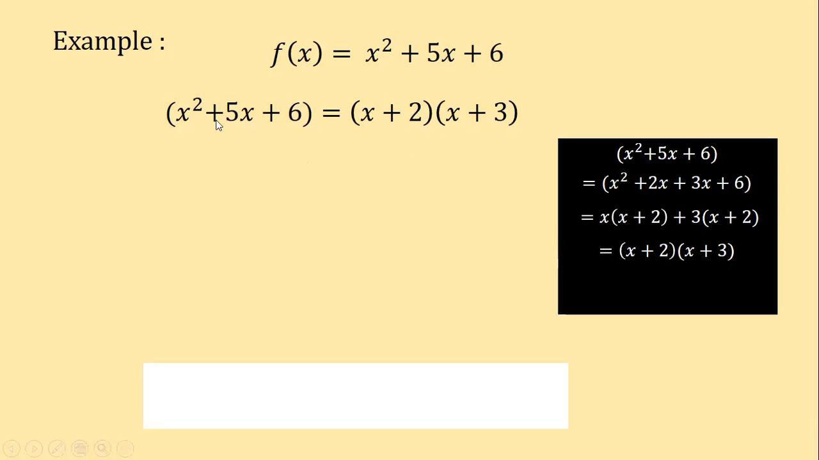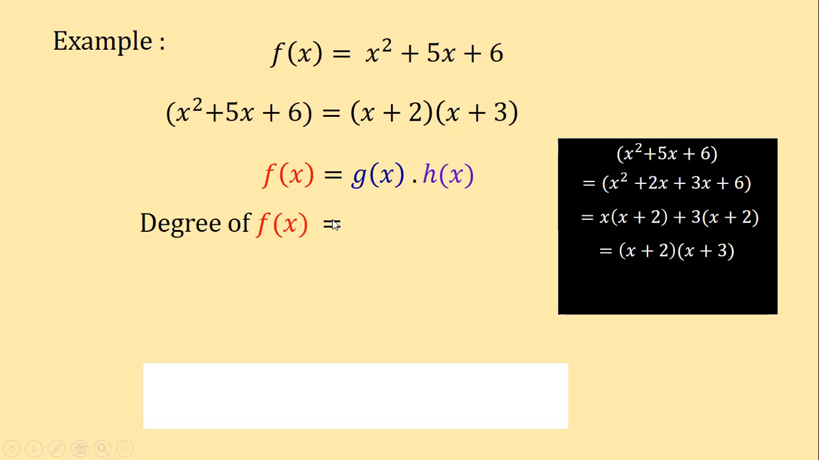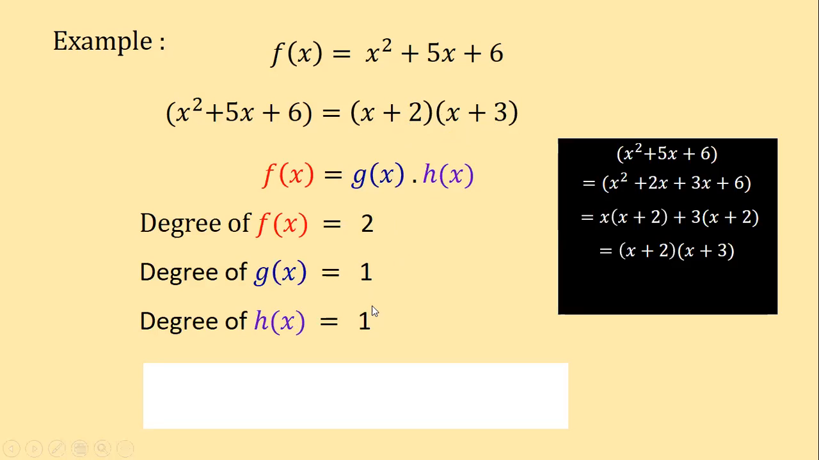Again here, this is our f of x. It is written as a product of two factors. One factor is taken as g of x and the other factor is considered as h of x. Now let us check their degrees. What is the degree of f of x? The degree of the given polynomial f of x is 2. And what is the degree of g of x, the first one, which is x plus 2? It is 1. And what is the degree of h of x, the second factor? Its degree is equal to 1.